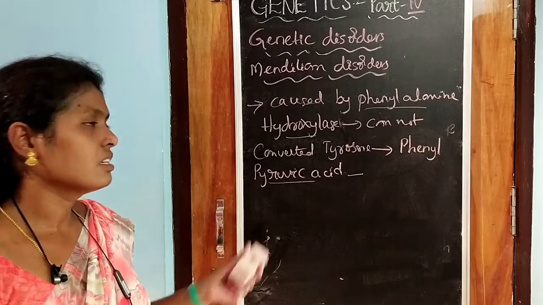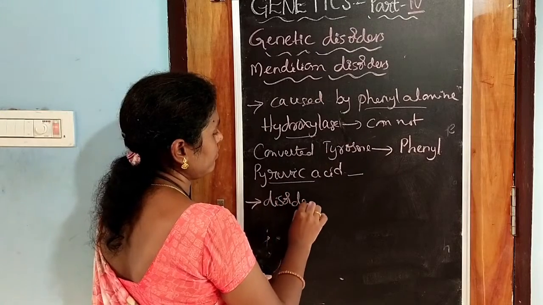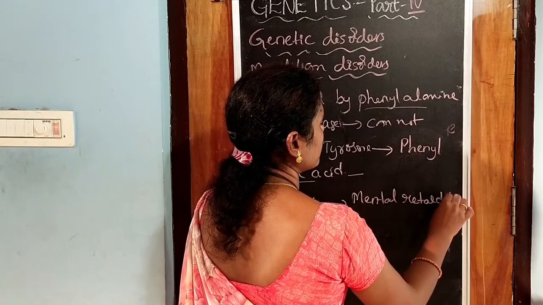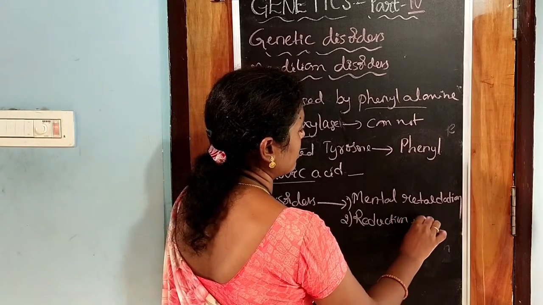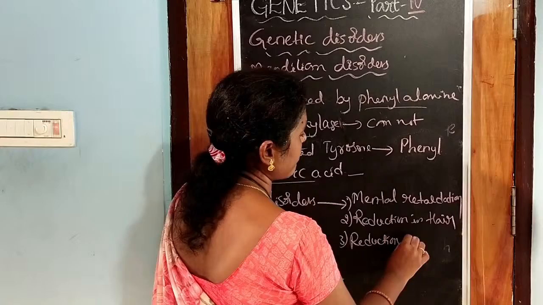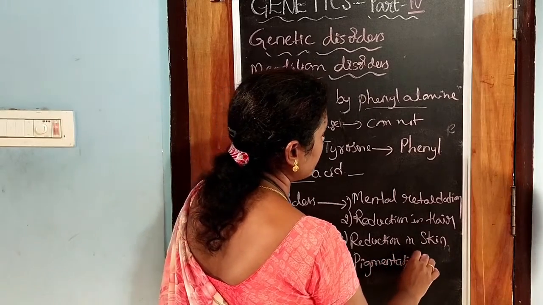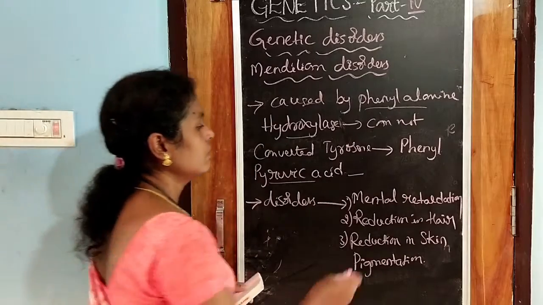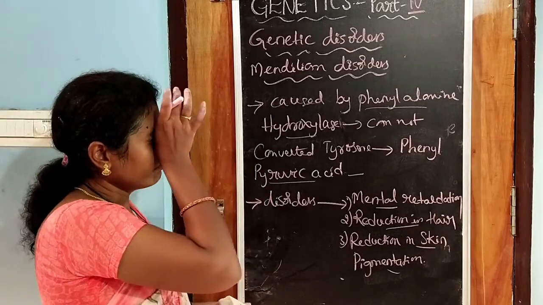Whenever phenylpyruvic acid accumulates in our body fluids, it leads to some disorders: mental retardation, reduction in hair, and reduction in skin pigmentation. So this is about phenylketonuria.